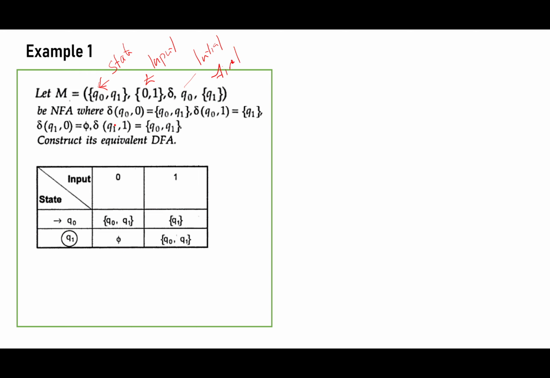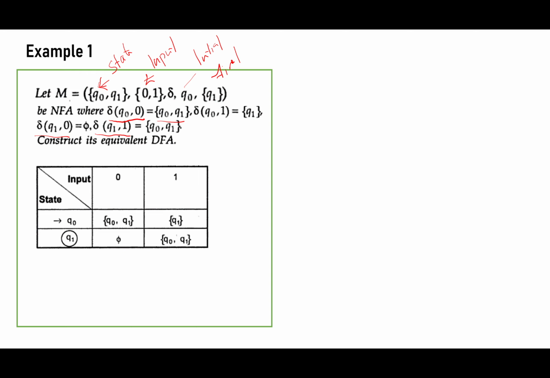The transitions are given as: delta of q0 comma 0 is q0 q1, delta of q0 comma 1 is q1, delta of q1 comma 0 is null, and delta of q1 comma 1 is q0 q1. So we have to construct the equivalent DFA. In this question only the formal definition is given, so we have to draw the diagram or the table, and do the conversion.